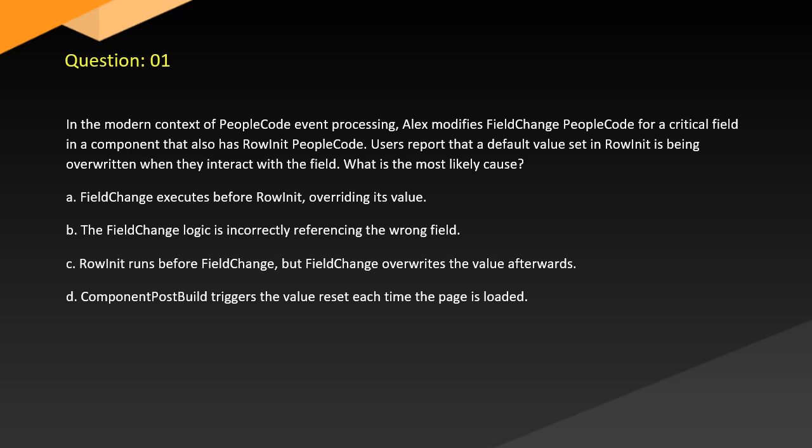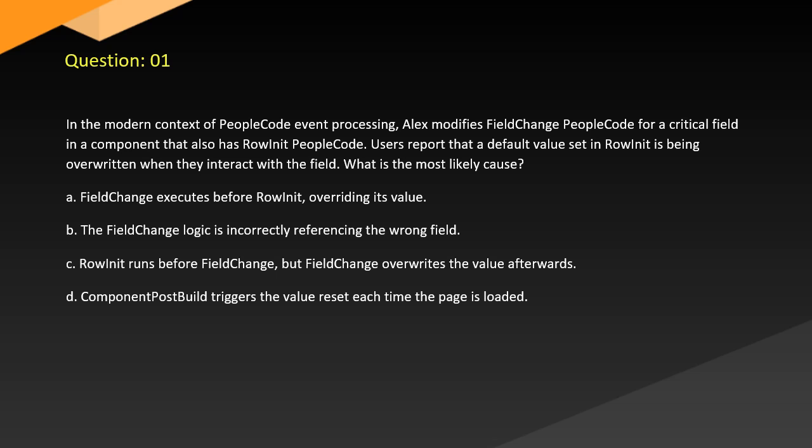Question 1. In a modern context of PeopleCode event processing, Alex modifies field change PeopleCode for a critical field in a component that also has row init PeopleCode. Users report that a default value set in row init is being overwritten when they interact with the field. What is the most likely cause?